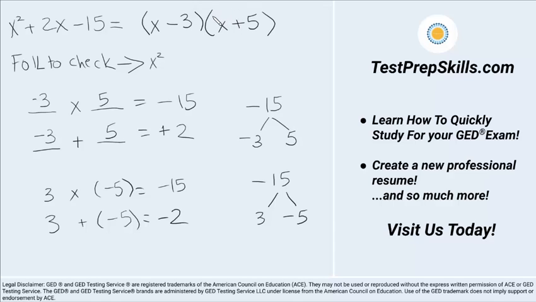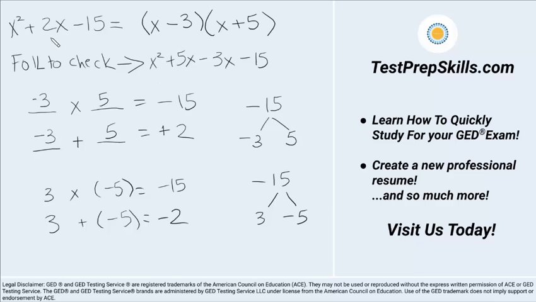Now we have our O, which is outer, which means we multiply the x by the outer term of the other bracket. So x times 5 will be 5x. We've got our I, which is inner, which means we're going to multiply our -3 times x. That's going to give us -3x. And finally, we have our L, which is lasts. We're going to multiply our last terms in each bracket, -3 times +5. That's going to give us -15.